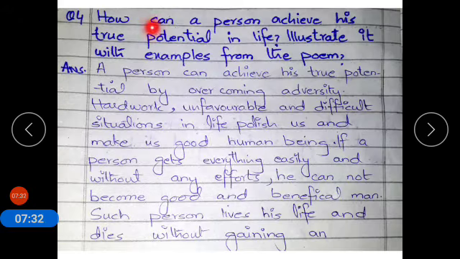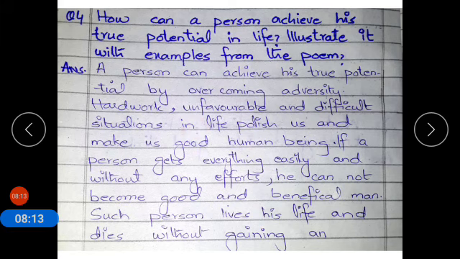Question number 4. How can a person achieve his true potential in life? Potential means ability. Illustrate it with examples from the poem. A person can achieve his true potential by overcoming adversity, unfavorable conditions in life, hard work, and unfavorable and difficult situations in life.